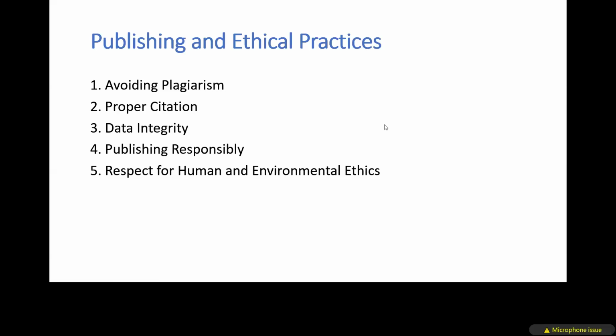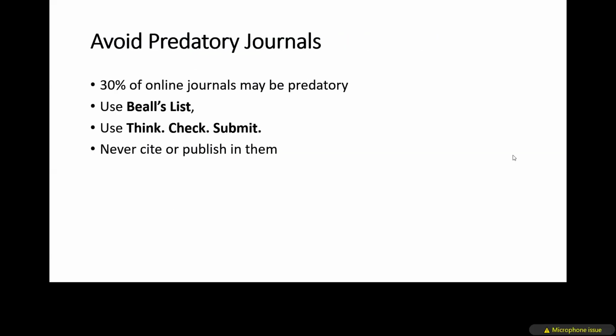The next slide, please. You need to avoid predatory journals at any cost, right? It has been estimated that 30% of online journals fall into this category. As researchers, it's very important for us to ensure that our work is published in a credible, peer-reviewed journal, right? Don't try to publish in predatory journals, and don't ever search for articles in predatory journals.